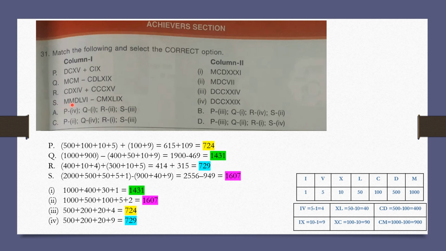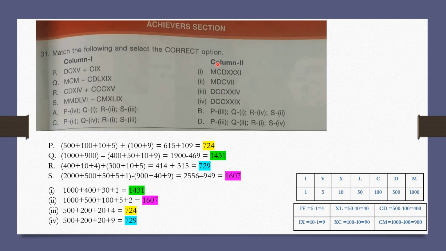Let's see S. M is 1000, so 2M is 2000. D is 500, L is 50, V is 5 and I is 1. Minus CM is 400, XL equals 40 and then IX equals 9. So let's write down the value. We get 1607.